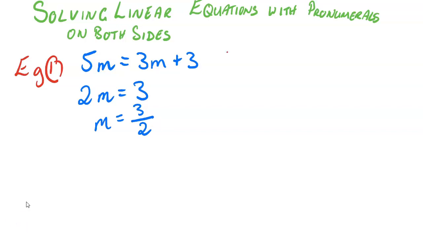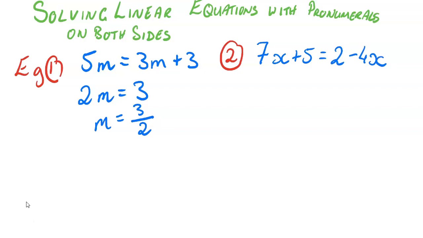Okay, second example. I'll write it up. 7x plus 5 equals 2 minus 4x. Now, I'll probably work on getting those x's onto one side first. And here it doesn't matter if I subtract 7x from both sides or if I add 4x to both sides, because either way, you'll be getting them to one side.